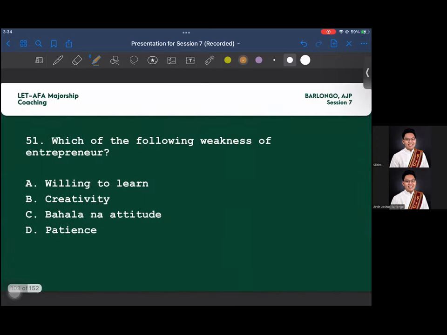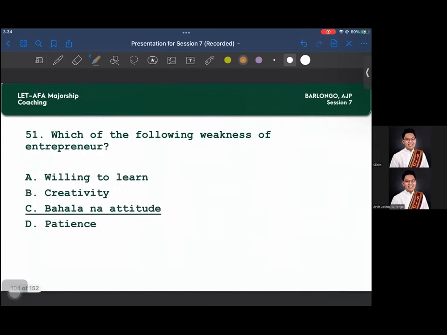Let's go to number 51. Which of the following is a weakness of an entrepreneur? A, willingness to learn, B, creativity, C, bahala na attitude, or letter D, patience. Obviously, in the choices, you could answer letter C, which is bahala na attitude.